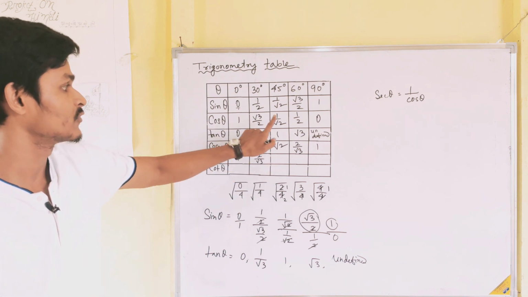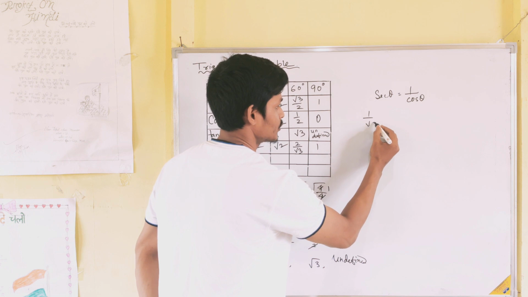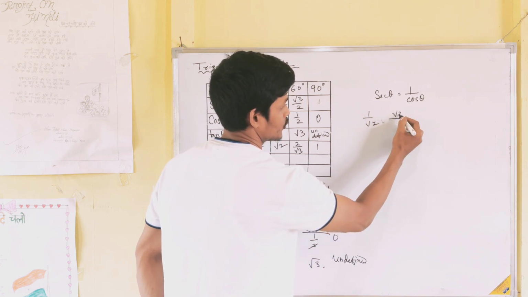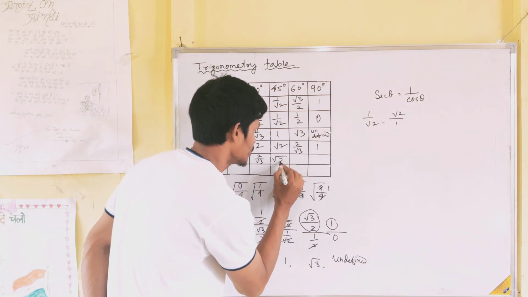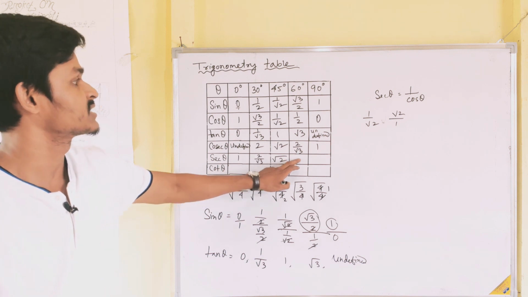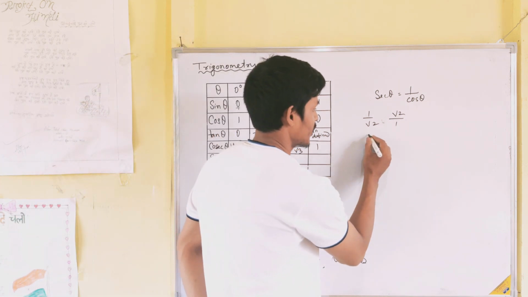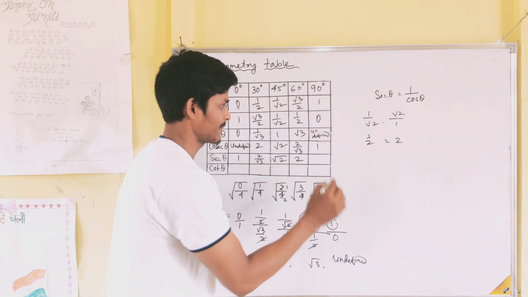Next, sec 45 degree. Cos 45 degree is 1 by root 2, and if we inverse it, what will it become? It will become root 2 by 1, that means only root 2. Next, sec 60 degree. Cos 60 degree is 1 by 2, so the inverse of 1 by 2 is 2 by 1, that is 2. Very simple.